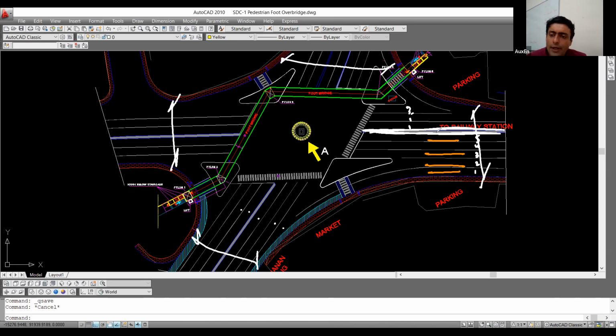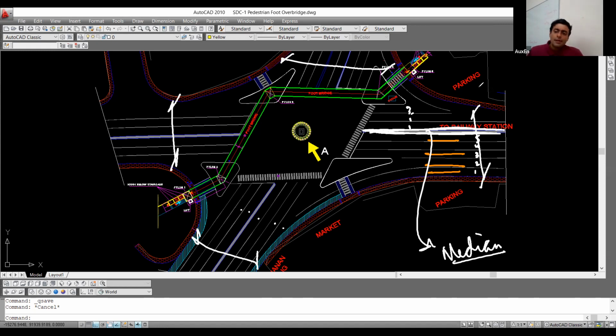Divider or median, we call this the median also. The divider that we have in the middle of your road, that divides the two directions of traffic. Is it called the median?